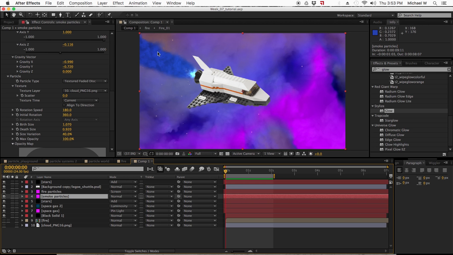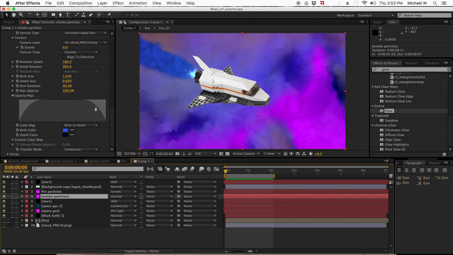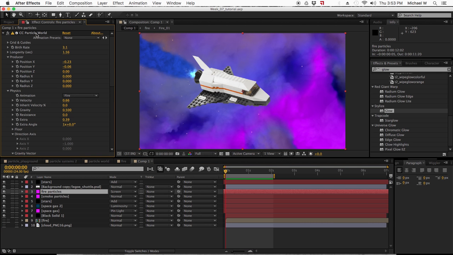I used the faded disk so there wouldn't be hard lines, and I've got the cloud PNG with the alpha. I'm having it fade off and on this time just because I wanted to. Gave it some space-like colors, and this is a composite blending mode. The fire particles, I added a glow effect on also, just for the fire, not the smoke.